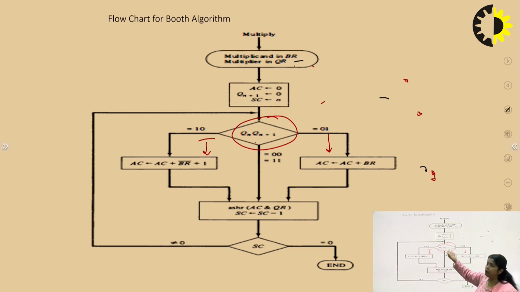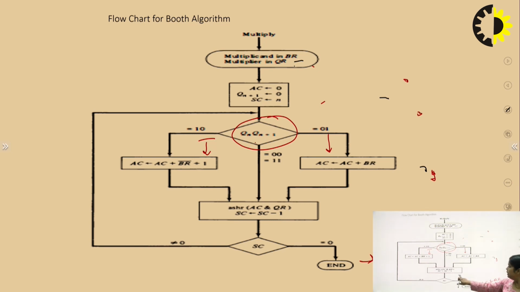When Qn and Qn minus 1 are both the same, meaning 0 0 or 1 1, then apply arithmetic shift right on the AC and QR registers. The accumulator and the QR register both undergo arithmetic shift right, and then check whether the sequence counter value is 0 or not. The sequence counter value is decremented by 1. After that, you have to check whether the sequence counter value is 0. If that value is 0, it means you have found the result, and that result will be held in both the AC and QR registers.